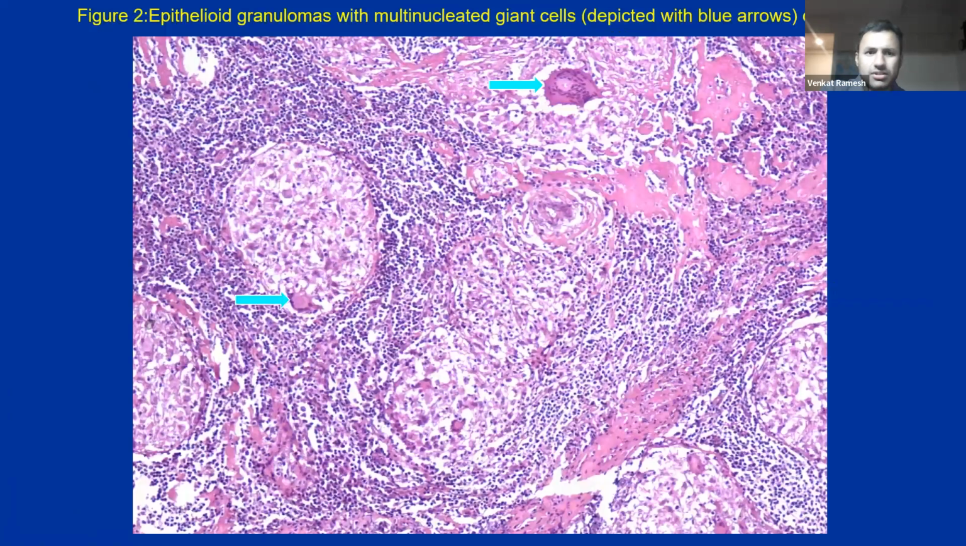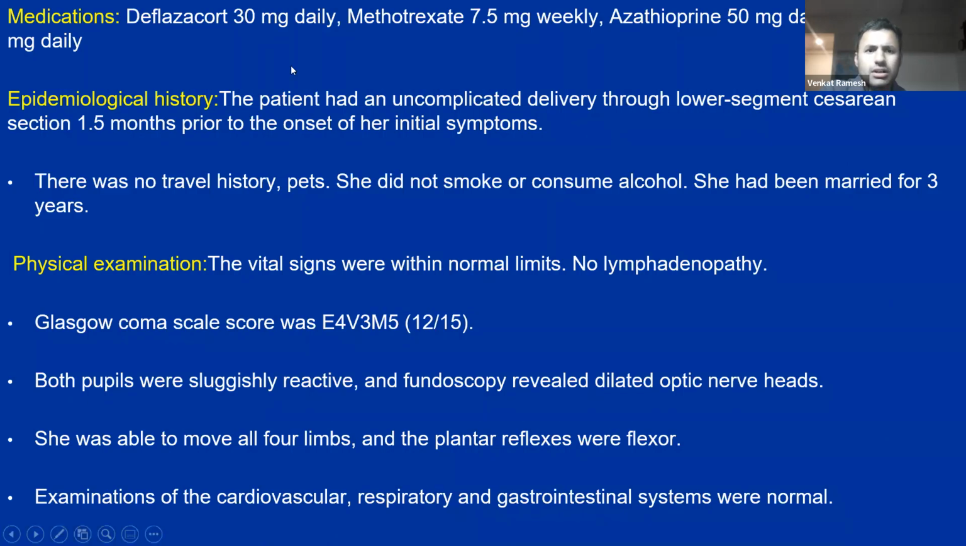This is describing what it is. So she was on steroids, methotrexate, and azathioprine, and she had an uncomplicated delivery through lower segment cesarean section 1.5 months prior to the onset of her symptoms, and after that she was placed on the other immunosuppressive therapy.